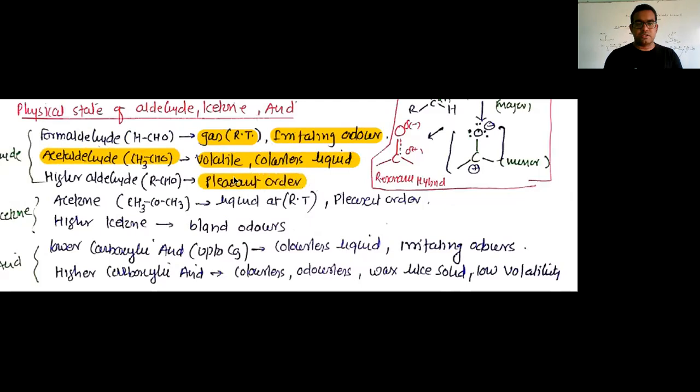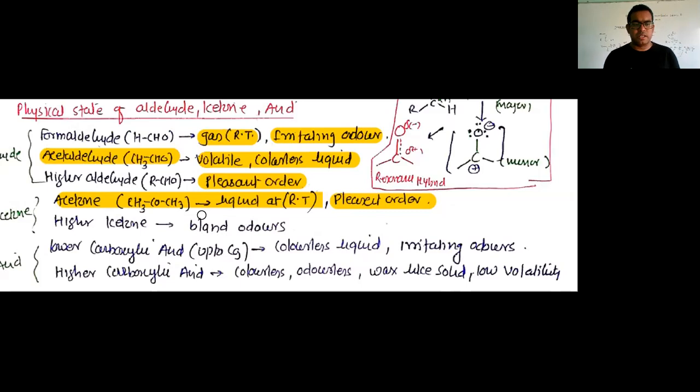Higher aldehyde जो रहता है उसका क्या रहता है? Pleasant odor. So this is all about the aldehyde. Now next move on to the ketone. Acetone is the simplest ketone. Acetone is present in the form of liquid at room temperature, and it also has a pleasant odor. Acetone का odor क्या रहता है? Pleasant, and it is a liquid at room temperature. Higher ketones have a blended odor, means it is also present in a liquid state.